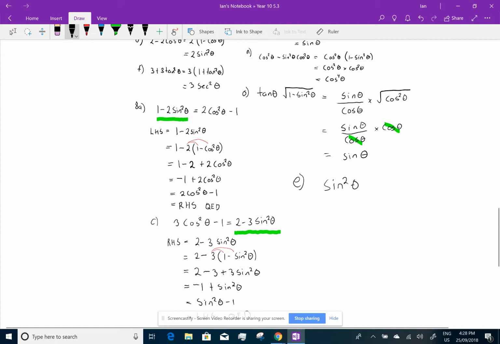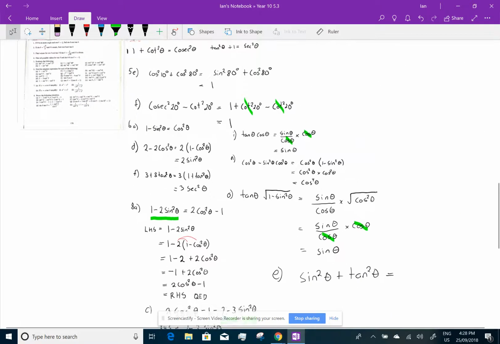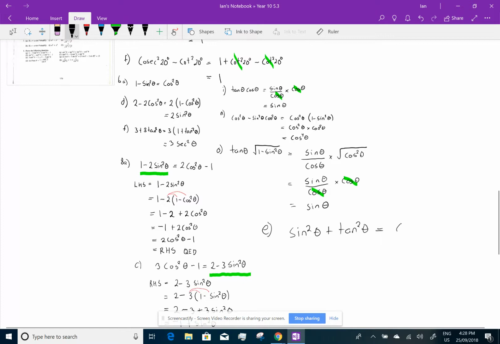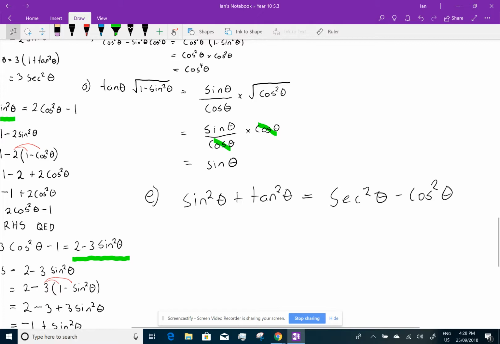Sine squared theta plus tan squared theta equals sec squared theta minus cos squared theta. Now my usual advice is to take the more complicated side and make it look easier. Both these sides are the same, but I think I'm going to take the right-hand side and make it look like the left-hand side. So the first thing, sec squared.